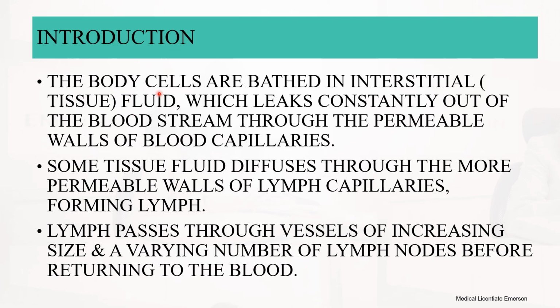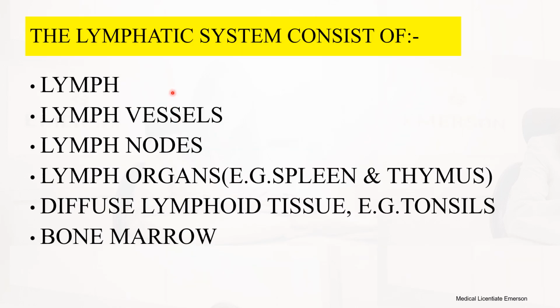Okay. So the body cells are actually bathed in interstitial fluid, which is the tissue fluid, which leaks constantly out of the bloodstream through the permeable walls of blood capillaries. Then some tissue fluid actually diffuses through the more permeable walls of the lymph capillaries, forming lymph. Then lymph passes through vessels of increasing size and a varying number of lymph nodes before returning to the bloodstream.